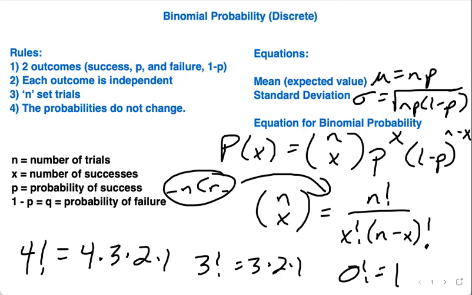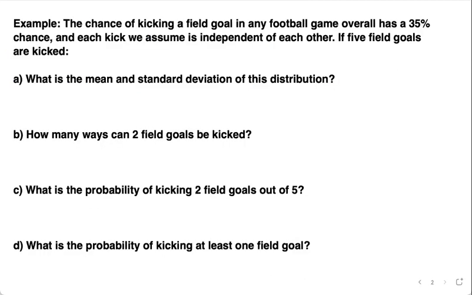So we're going to apply this to the following scenario. The chance of kicking a field goal in any football game overall has a 35% chance. So the probability of successfully kicking and making it is 0.35. Each kick we assume is independent of each other, and 5 field goals are kicked. So we have n set trials. The probability of success is 0.35. What is the mean and standard deviation of this distribution?